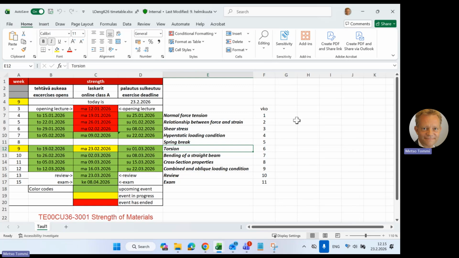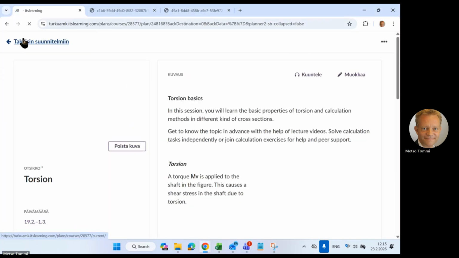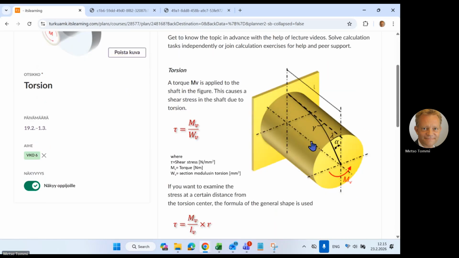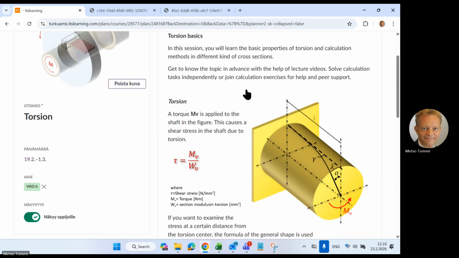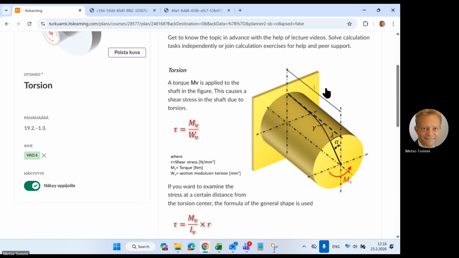And let's see what I have written in each learning environment. This picture is very good. There is almost everything that you have to know or calculate.